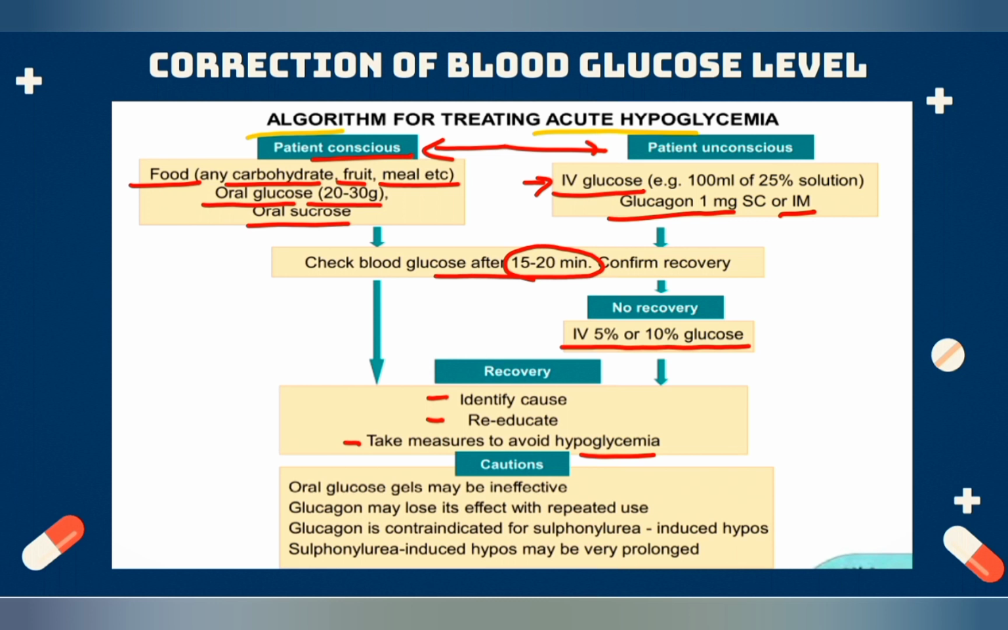There are a few cautions we need to take care of: oral glucose gels can be ineffective in such conditions. If glucagon is repeatedly used, in such a condition glucagon may lose its effect. If the hypoglycemia is due to sulfonylurea, in such a condition glucagon is contraindicated. Sulfonylurea-induced hypoglycemia can be very prolonged, which we have already studied in previous slides.